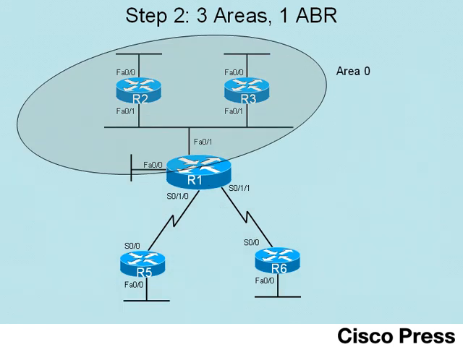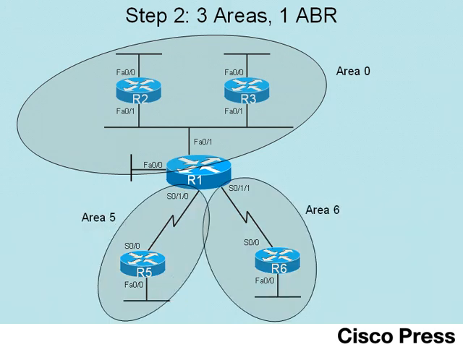In this case, the original 4 subnets are still in area 0, as you see there, but the 2 subnets off router 6 are going to be placed in area 6, and the 2 subnets off of router 5 are going to be placed in area 5. Now for this to work, router 1, which is now going to be connected to 3 different areas, needs to become an OSPF area border router.